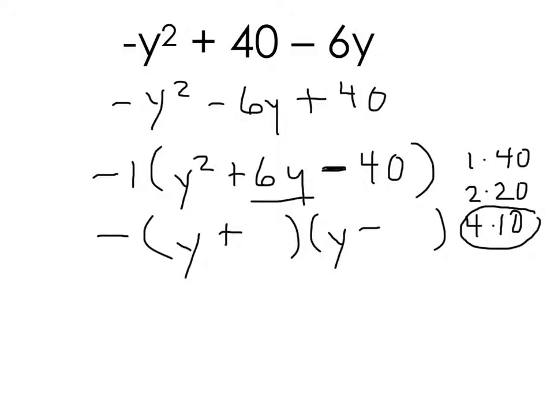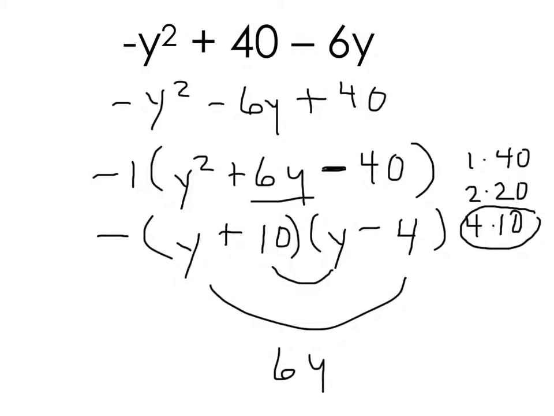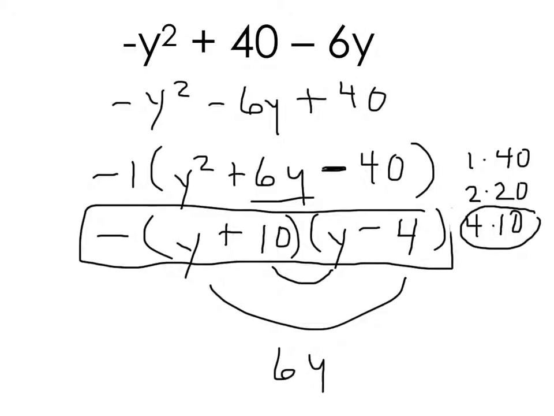So 4 and 10, we want a positive 6y. Where do we put the 4? Do we make the 4 positive or negative? We want the 10 to be positive, so that 10y minus 4y will give us 6y. So this is our answer. You must have that negative out front for that to be the correct answer.